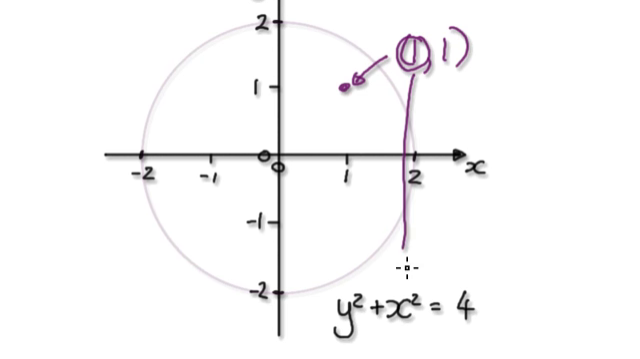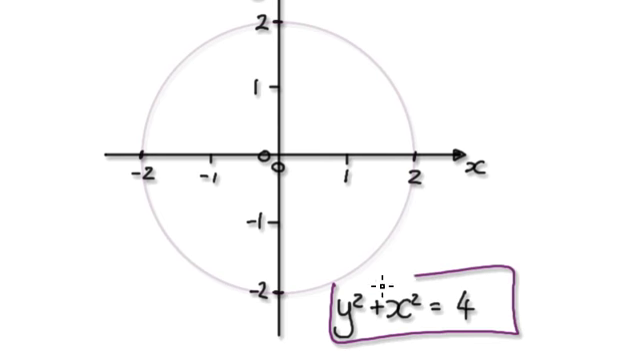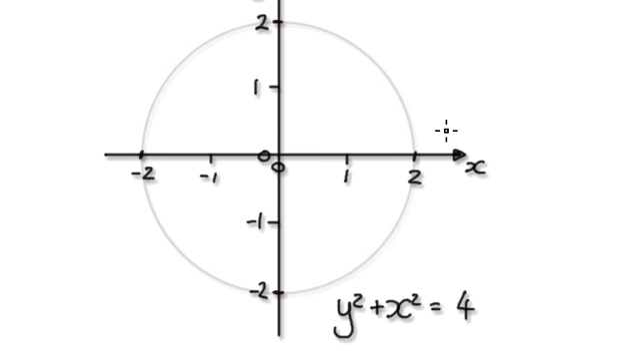So the x coordinate will be 1, and the y will be 1. Put the x into here, so 1 squared will be 1. Then put this 1 into the y here, so y squared will be 1, and then you've got 1 plus 1. It doesn't equal 4. So this point here is no good.